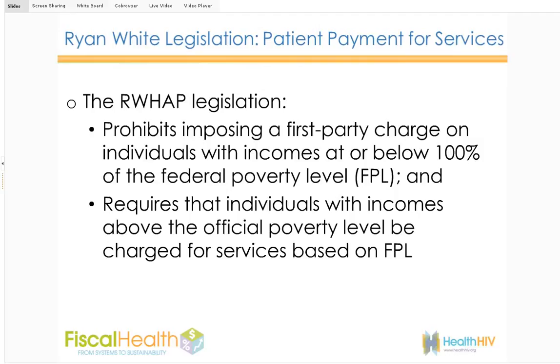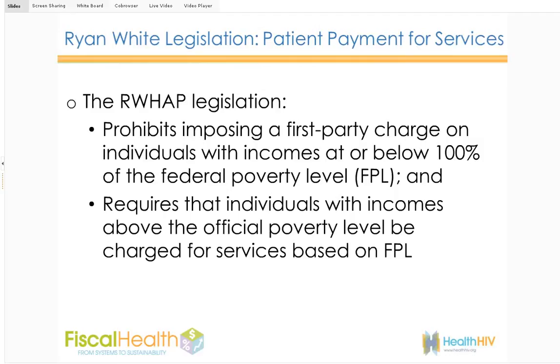It's the easiest thing to do. If you want a patient to come in the door, you don't want them to get a bill, so don't charge them for services. But unfortunately, the legislation specifically says that there's a population you don't charge, but there's a population that you are supposed to charge for services. And that's where the sliding fee scale and cap on charges comes into play.